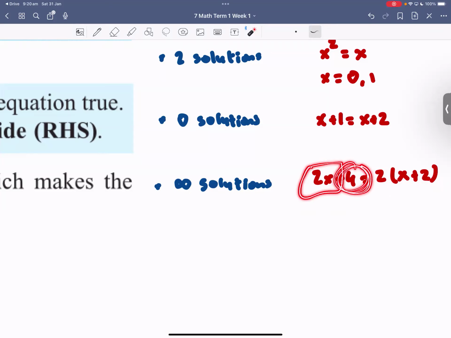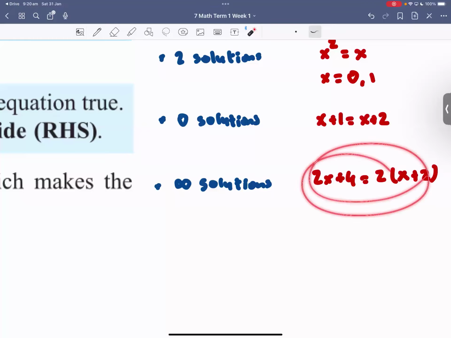I'm trying the number 10. Let's put 10 into here. And everyone's done BIMDAS, which means you do brackets first. What's 10 plus 2? 12. And 12 times 2? 24. Another scenario where it works. So there you go. Something like this has infinite solutions.